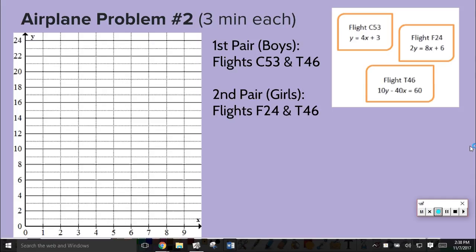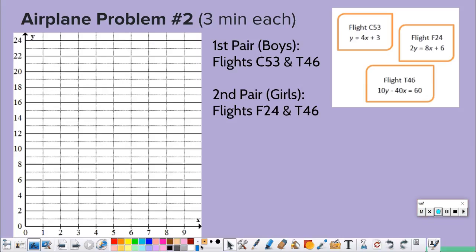Okay. What do you notice about flight F24? Is it in the format that we know how to graph? No. So you have to change or manipulate it. You're going to have to somehow change flight F24. What about flight T46? It's also weird. You have to change that one also. All right, I needed to change flight F24 and flight T46.